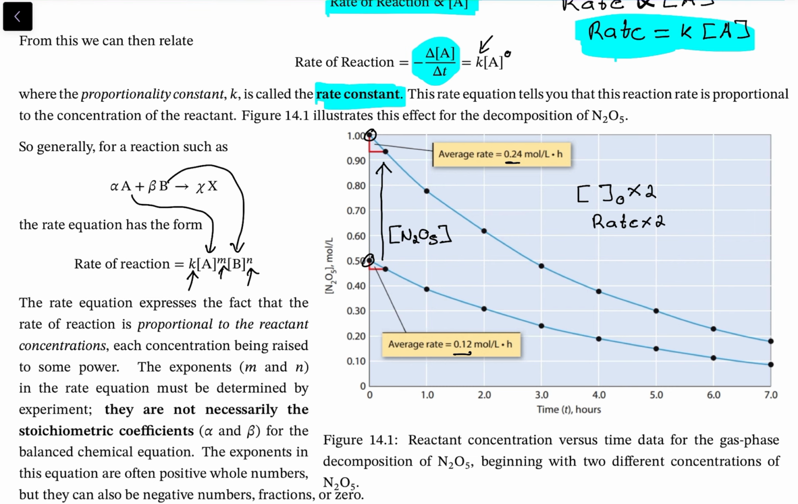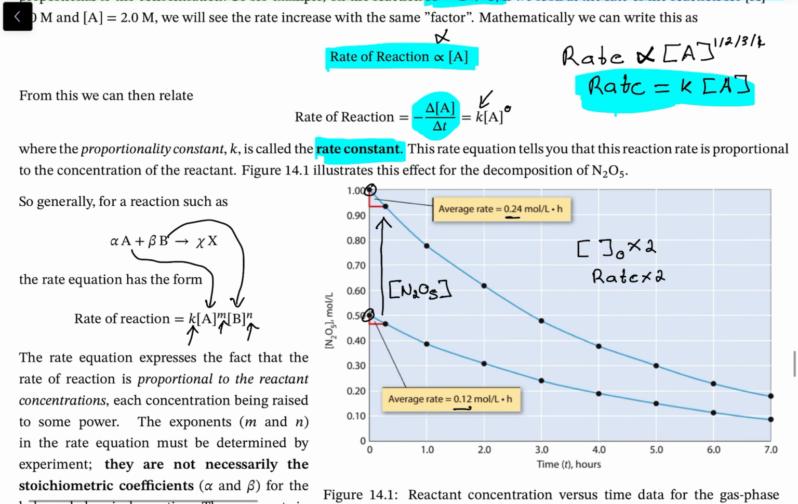And that's the idea of this video, that you gather the rate is proportional to the reactant concentrations, and to be able to say equal to them, we introduce something called a rate constant.